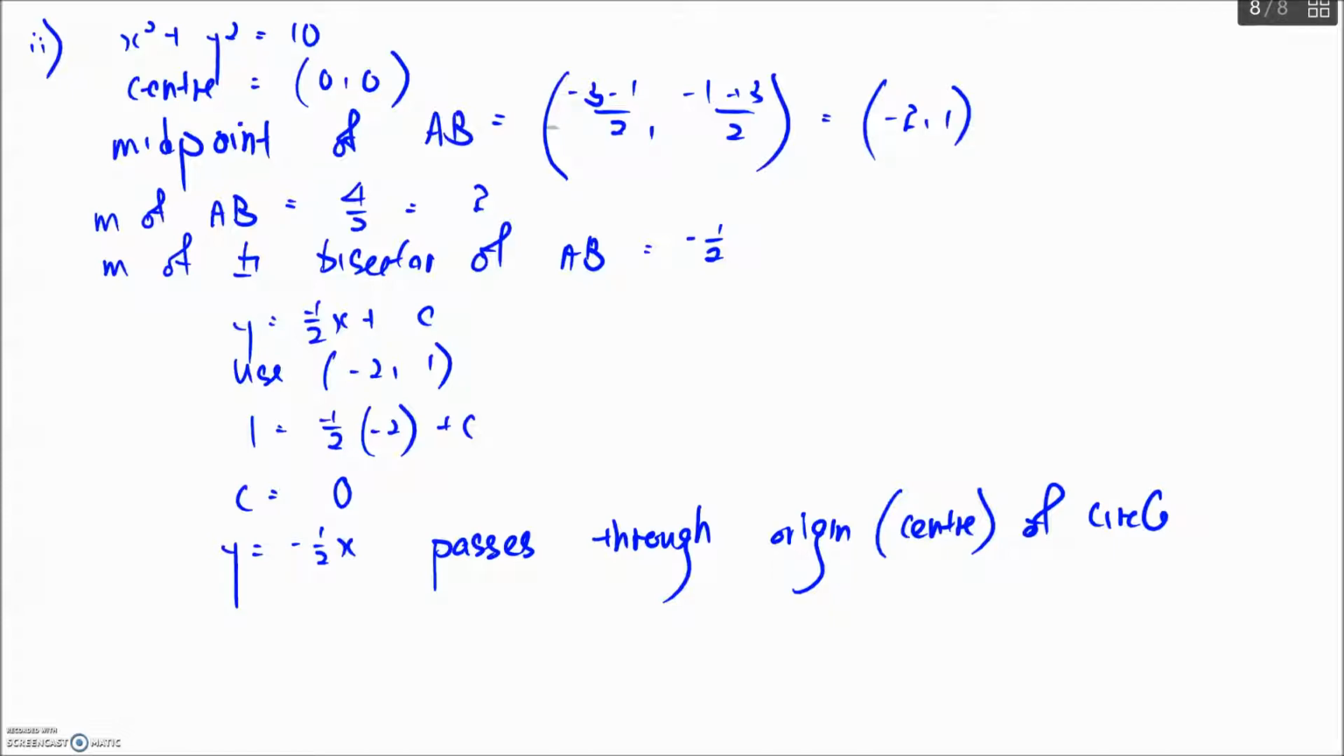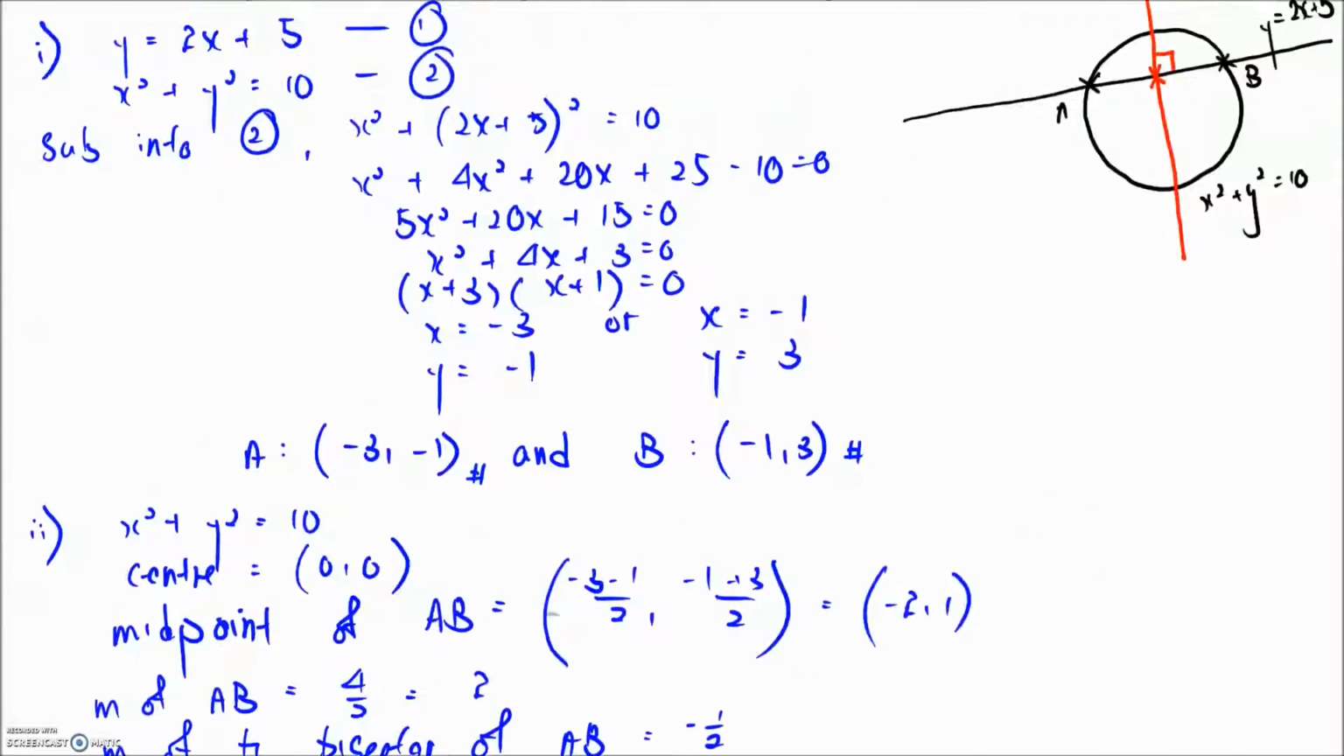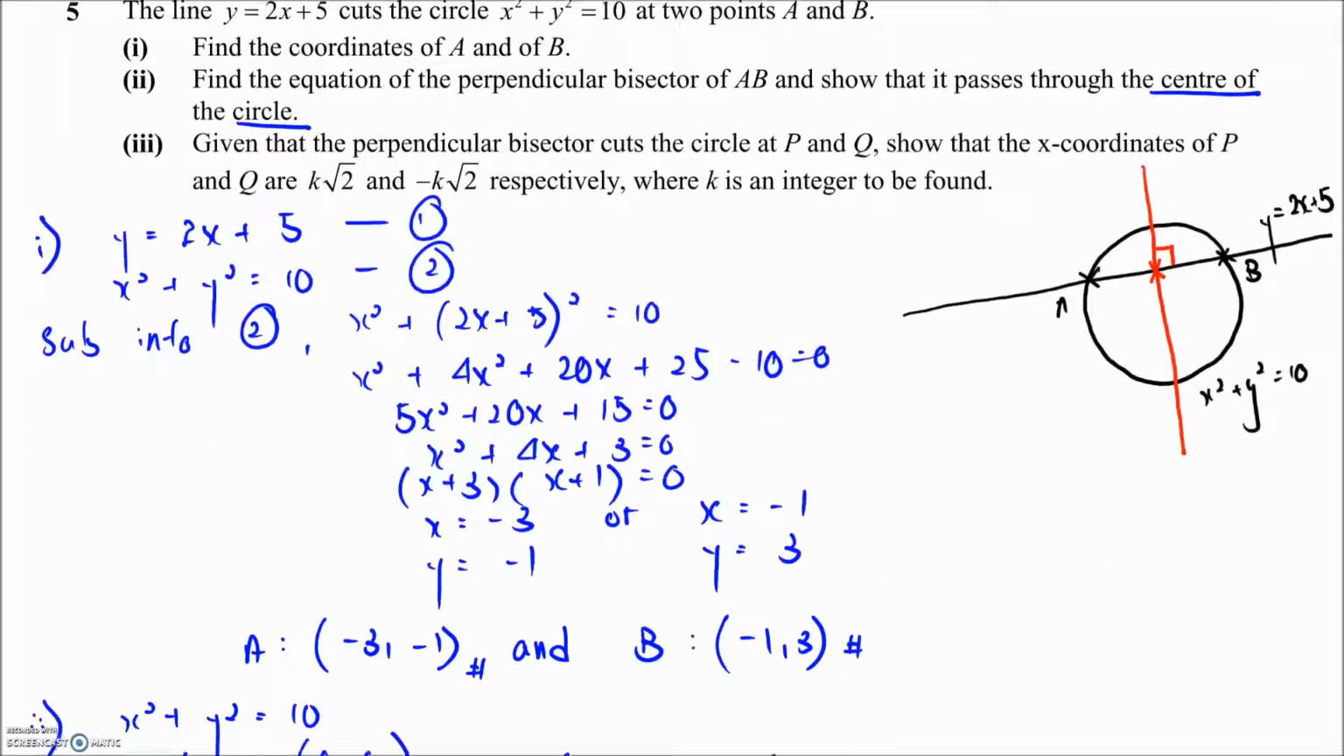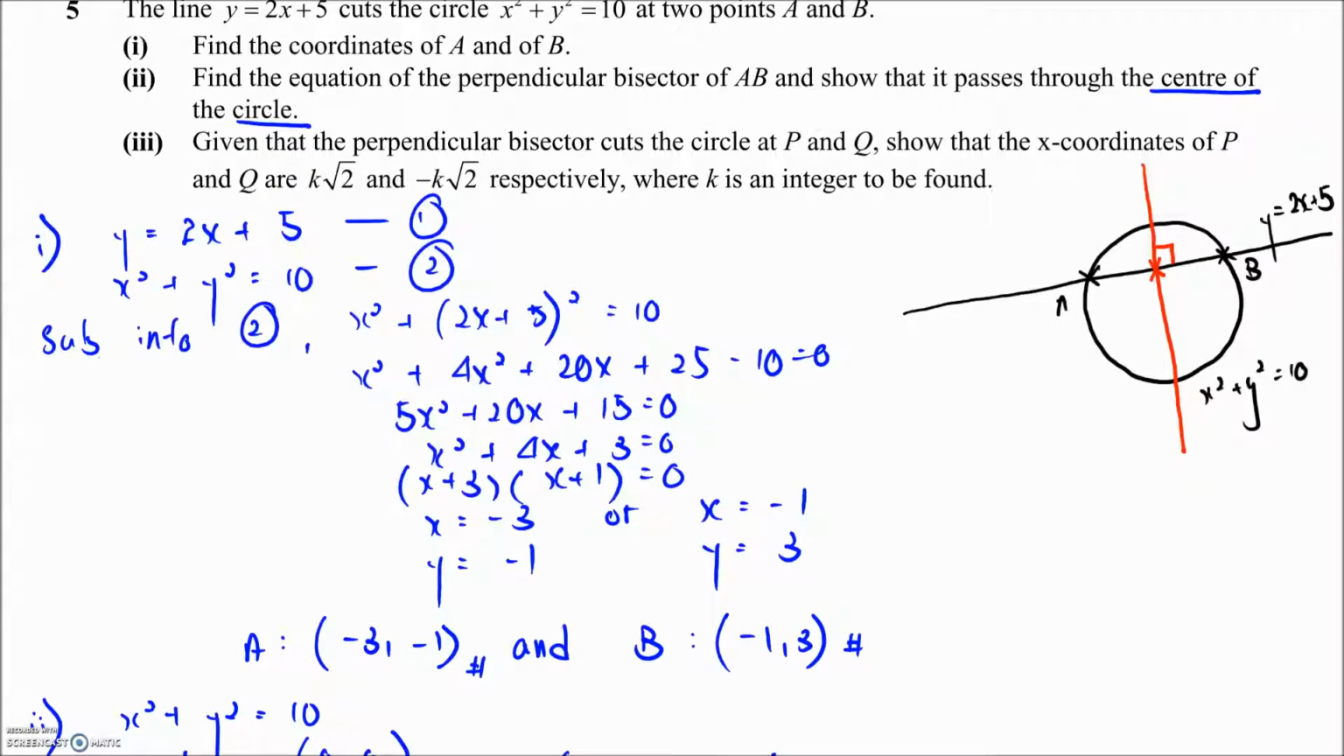Now we are coming to the last part, which is part 3. Going back to the diagram again, you are told that in part 3, this perpendicular bisector actually cuts the circle at P and Q. And we are supposed to find the x-coordinate and show that it can be expressed in that form where k is the value to be found.